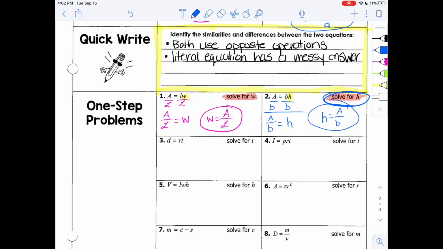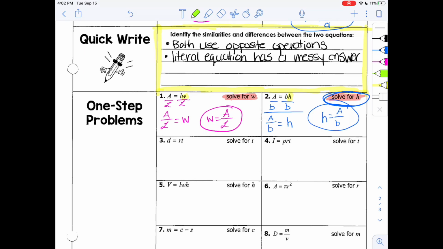Make sure if the letters are uppercase that they remain uppercase throughout the whole problem into your answer. And if they are lowercase, that you do the same. Let's take a look at number 3. Number 3 wants us to solve for T.